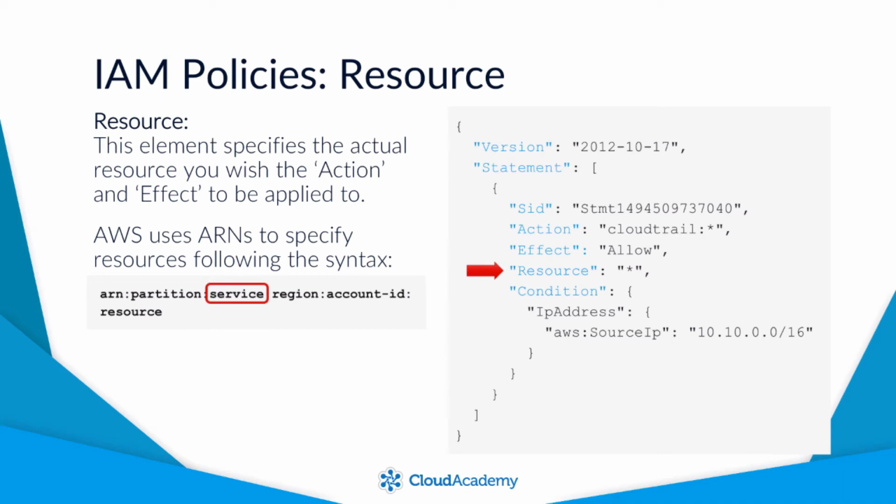Service. This reflects the specific AWS service, for example S3 or EC2. Region. This is the region where the resource is located. Some services do not need a region specified, so this can sometimes be left blank. Account ID. This is your AWS account ID without hyphens. Again, some services do not need this information and so it can be left blank. Resource. The value of this field will depend on the AWS service you are using. For example, if I were using the action S3 put object, then I could use the bucket name that I wanted those permissions to apply to using the following ARN.